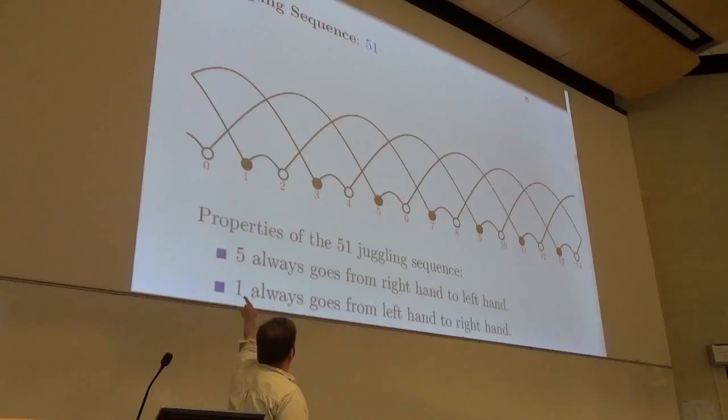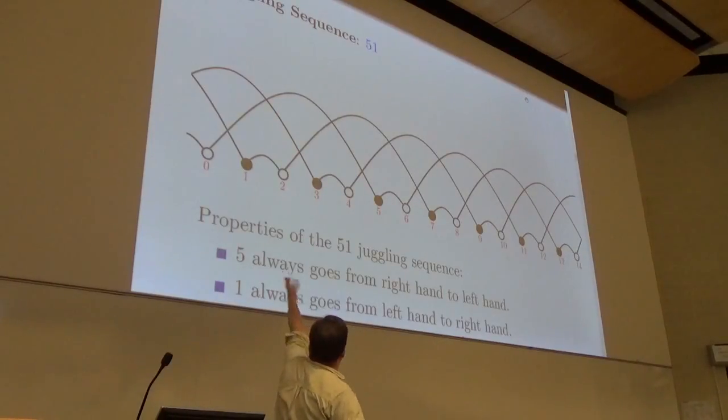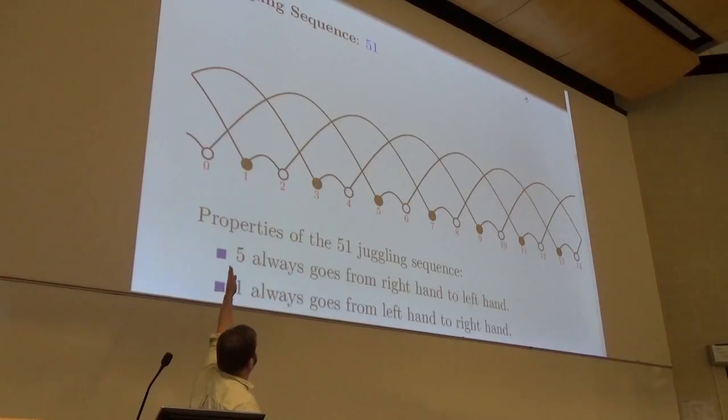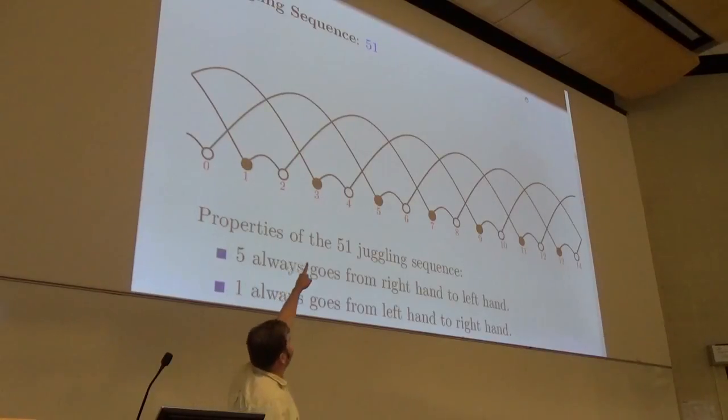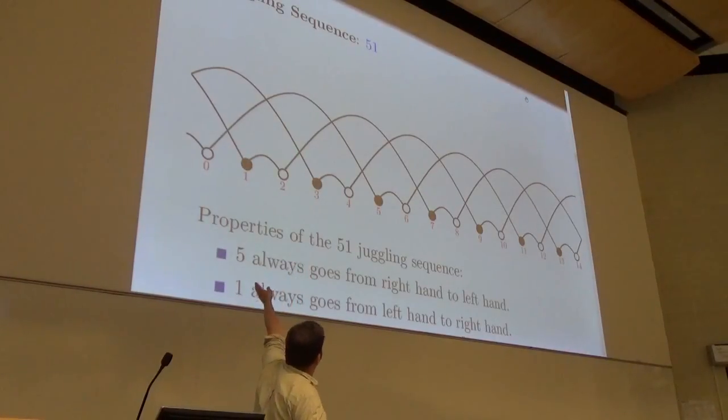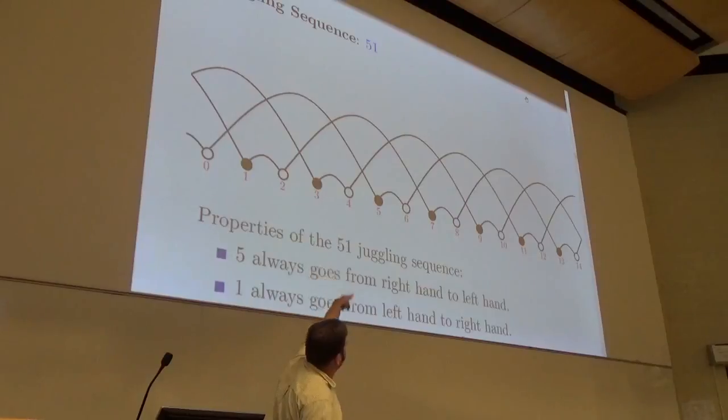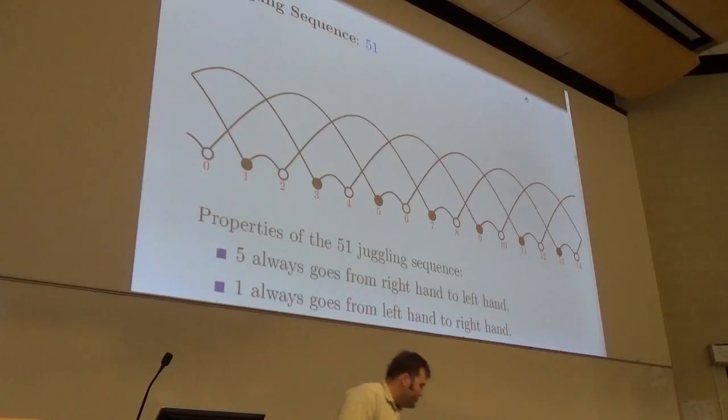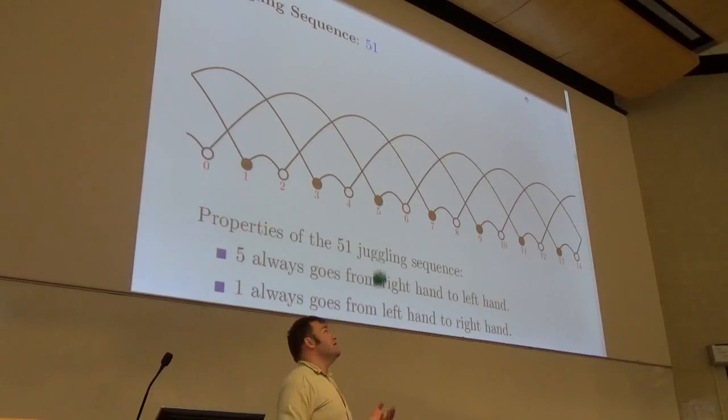Okay, so five is the five. If I'm starting the sequence with my right hand, then the five is going to be a pass from the right to the left hand, right? If it comes back five beats later, it's an odd number. So five is gonna go from the right to the left hand. Okay, so here's the five. And then the one, if you look at the diagram, it's gonna go from left to right.